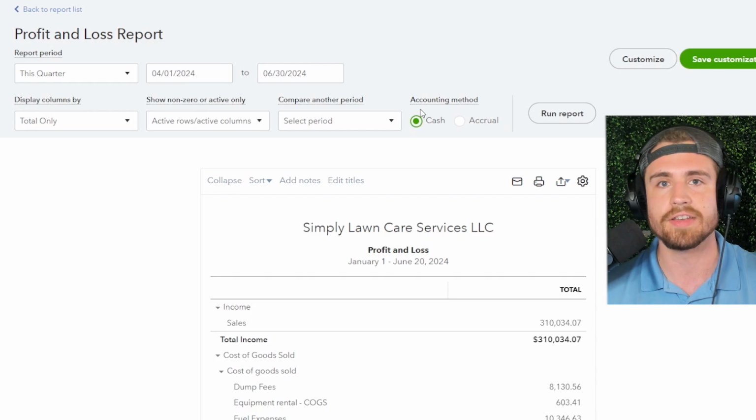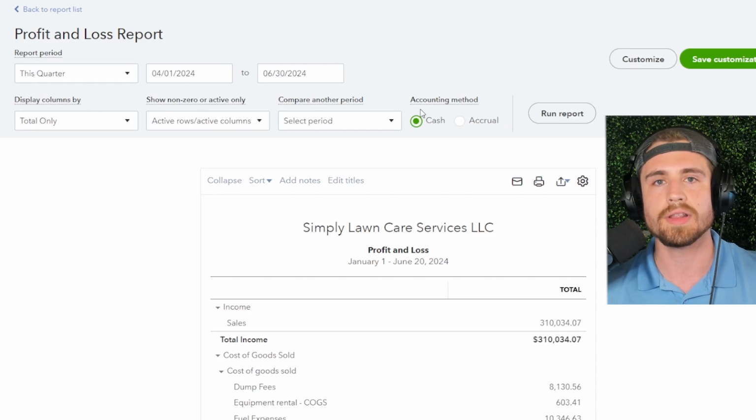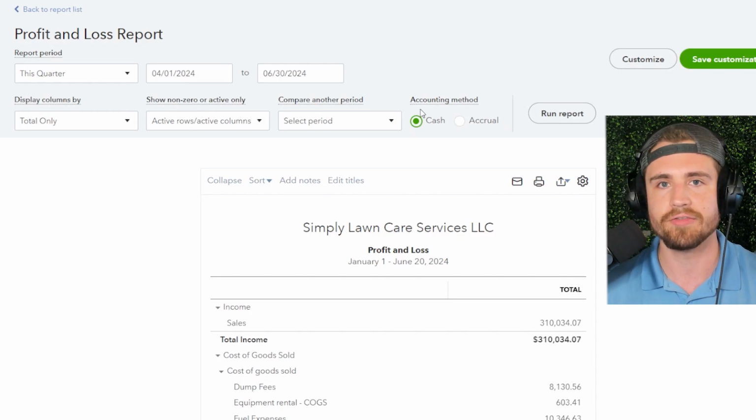If you have account receivable problems, you really don't want to look at accrual because you could be reporting like a $40,000 profit. But if you're owed $60,000 from customers because you have a bunch of account receivable issues, you're in the negative, but your P&L is going to tell you you're in the positive. So it's going to tell you two different things.